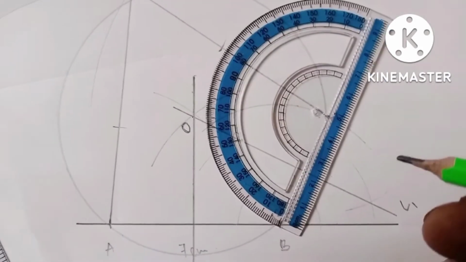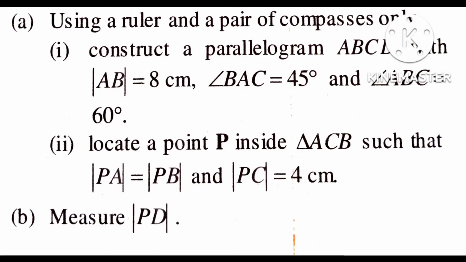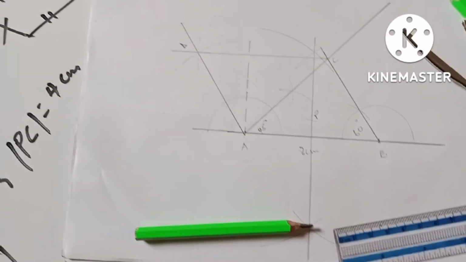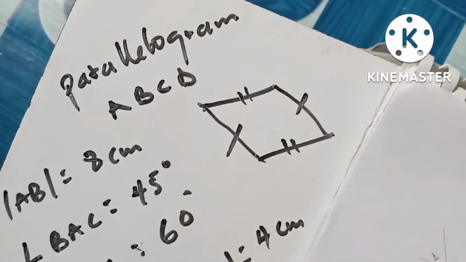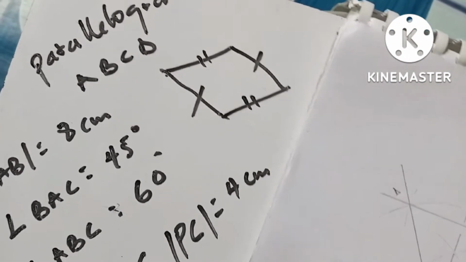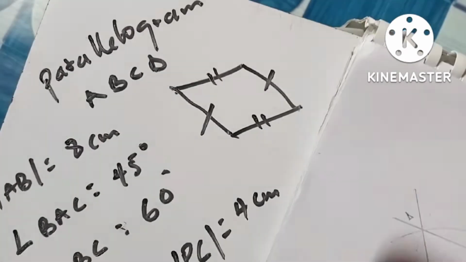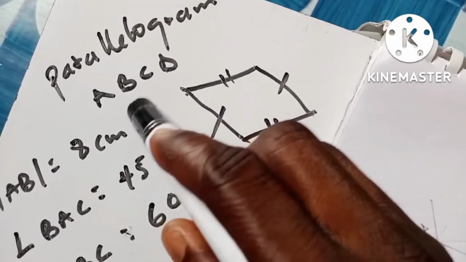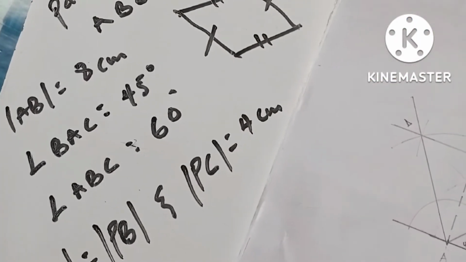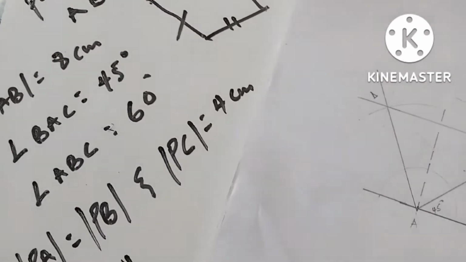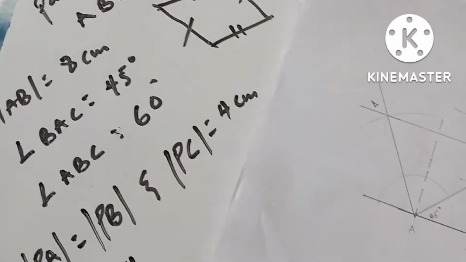The next part of the question, or this question here, we are going to construct a parallelogram. So the idea is to construct a parallelogram A, B, C, D with all this information according to the question. So we have line AB, that is 8 centimeters, and this one is 45 degrees.